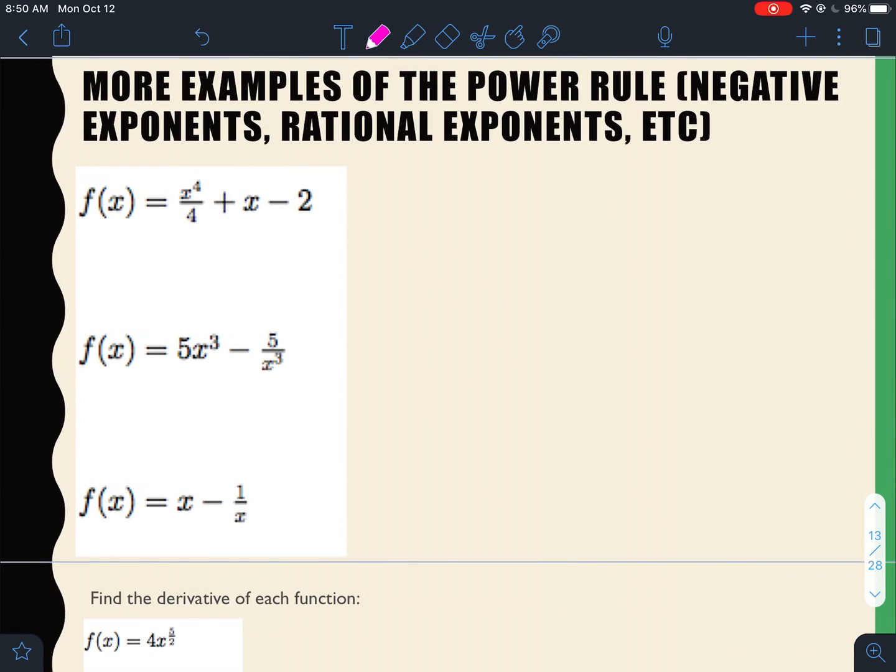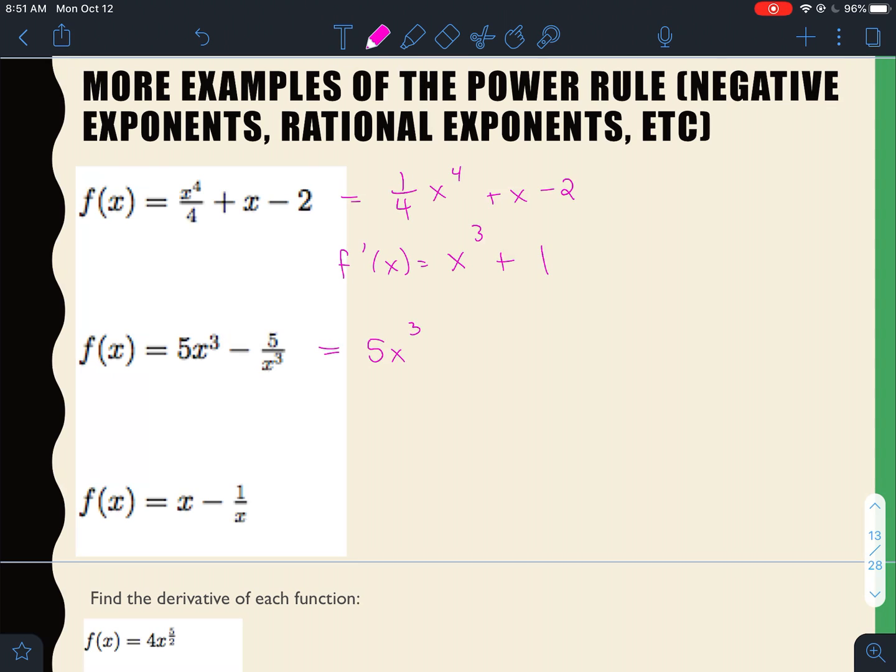All right, so more examples. So let's say we have f of x equals x to the 4th divided by 4 plus x minus 2. Sometimes it's helpful to rewrite it as 1/4 x to the 4th instead of x to the 4th divided by 4. That might be easier for you guys to see what the derivative would be. So this would be multiply by the exponent. 1/4 times 4 is 1, and then subtract 1 from the exponent. So that would be x to the 3rd. The derivative of x is 1. The derivative of negative 2 is 0. So the derivative overall would be x to the 3rd plus 1.